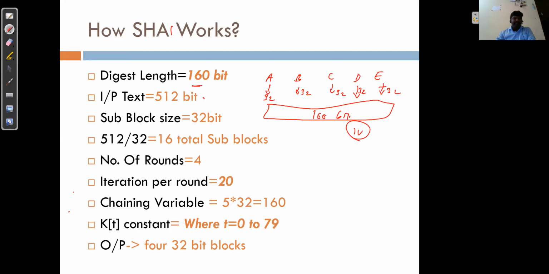And then the input text block size will be 512 bits, again divided into sub blocks of 32 bit. So the total sub blocks which we are getting from the plain text is 16.